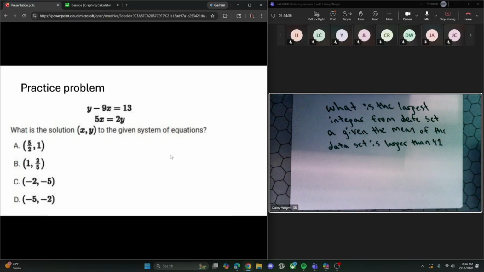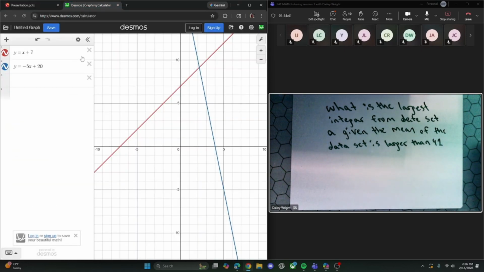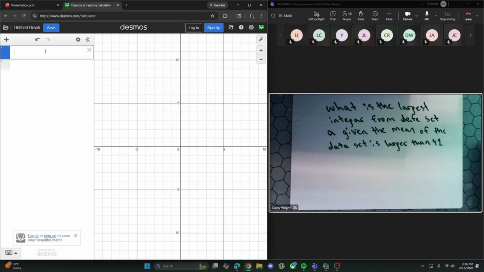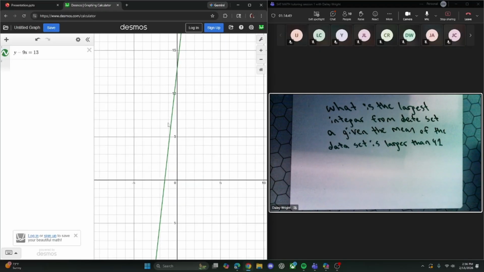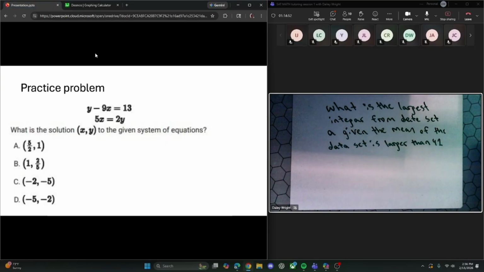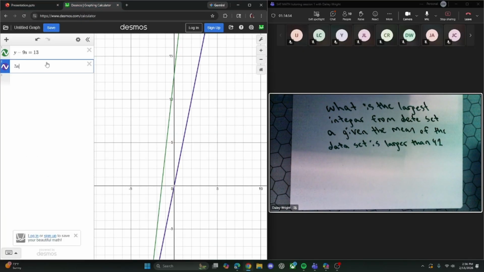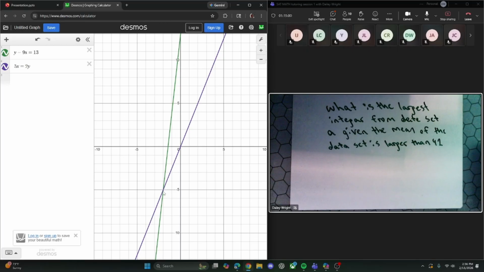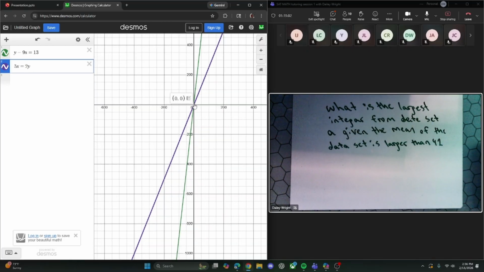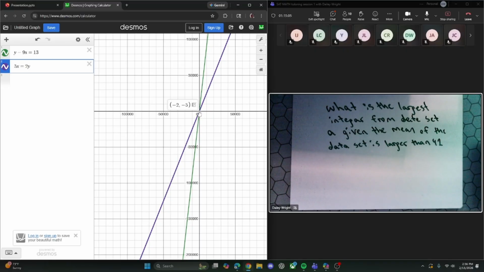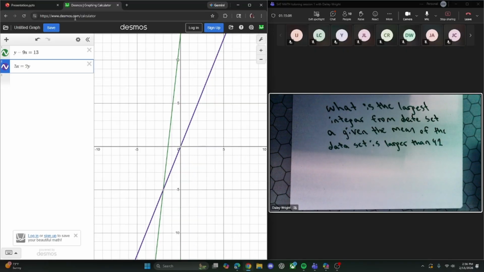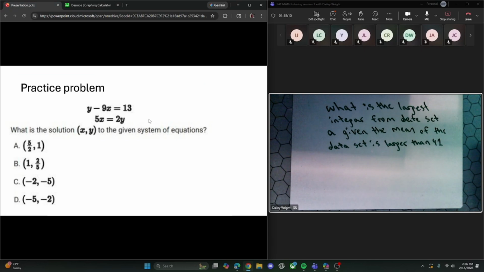So we'll hop into some practice problems for this. Y minus 9x equals 13. And then 5x equals 2y. So we can already see they're going to intersect right here. They're not going to intersect elsewhere no matter how far you zoom out. They intersect at -2, -5. So a solution to the system of equations would be -2, -5.